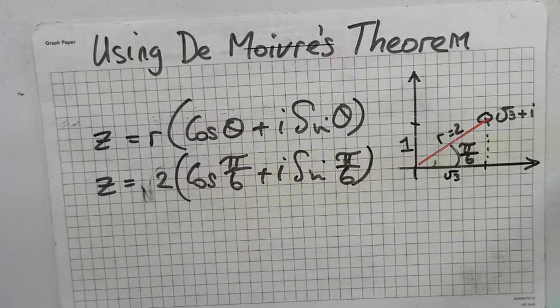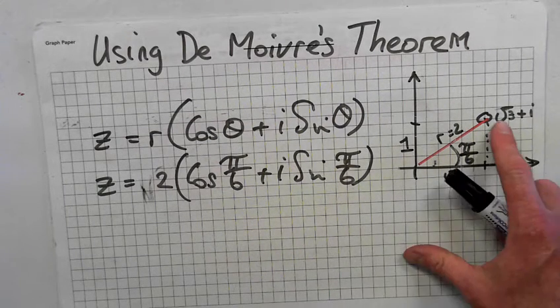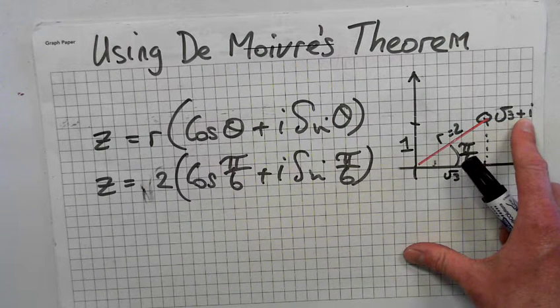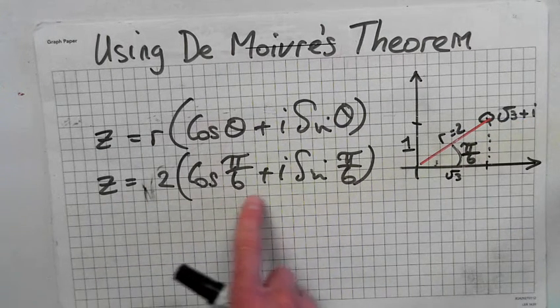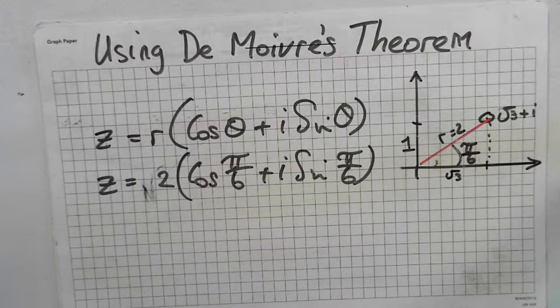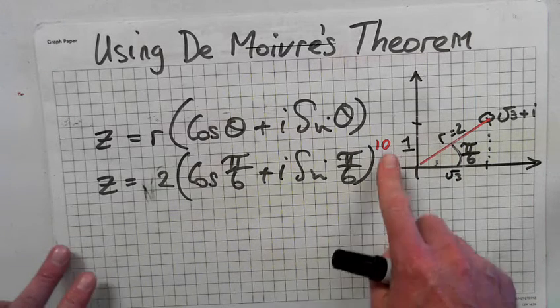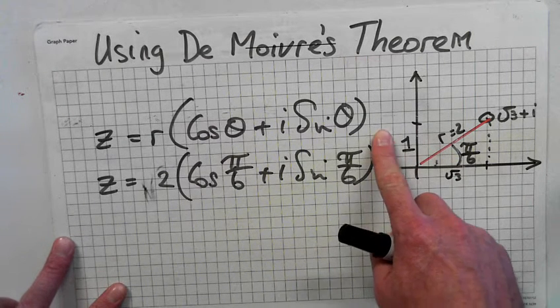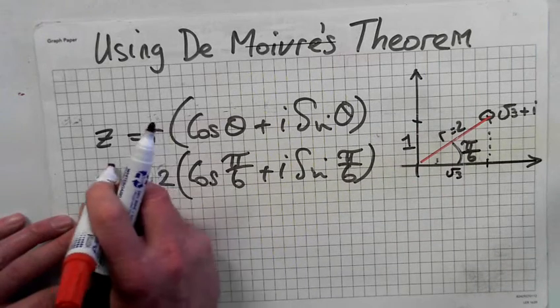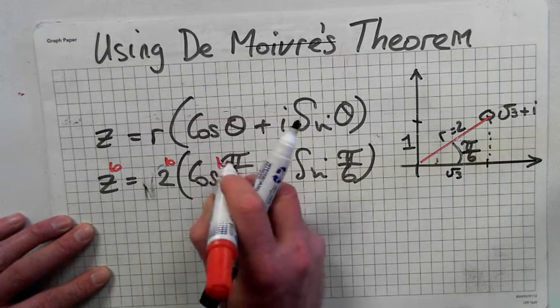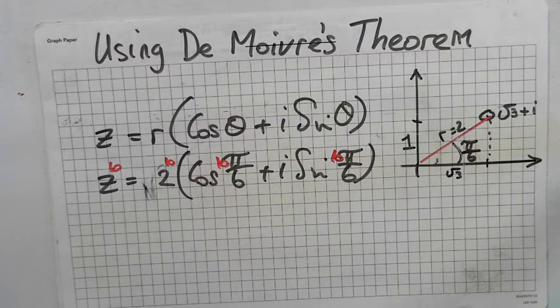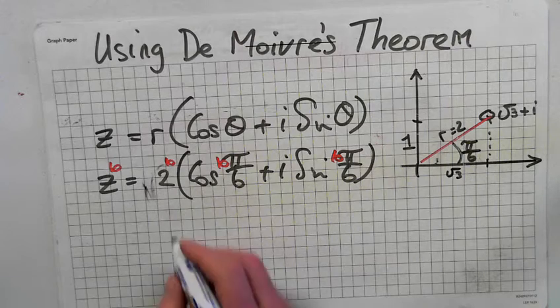Then it says, use the theorem of De Moivre to write square root 3 plus i to the power of 10. We've already written it in polar form, so what do we have to do now? We just put it all to the power of 10. So 2 to the power of 10 is 1024.